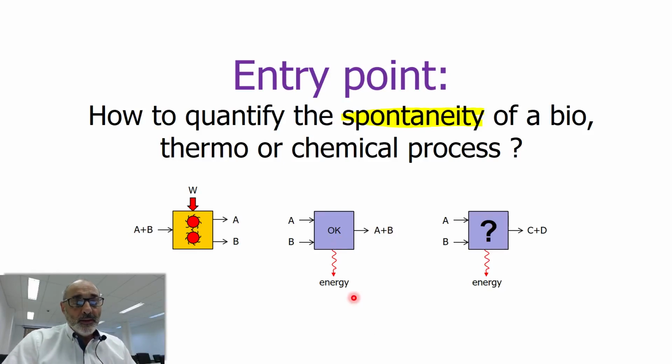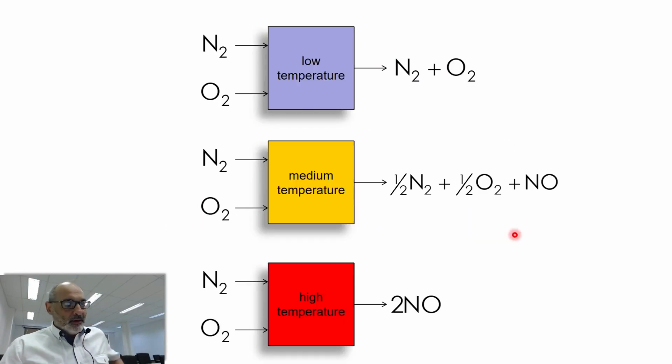But if you have a chemical reactor, as it is depicted here, with A and B entering the reactor, the species are changing. So you have A plus B reacting to give C plus D. How can we know if this process releases energy or absorbs energy? And how can we know if this process is natural, or if you have to force it somehow? That's the point today. So we're going to focus on this process today.